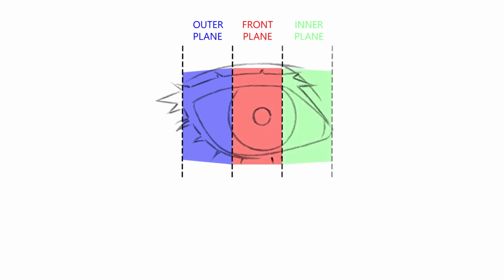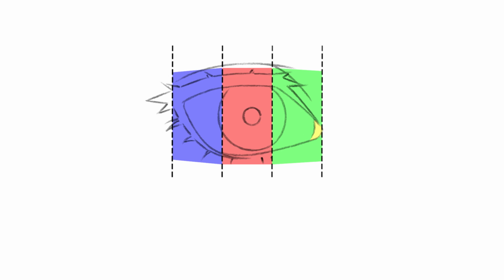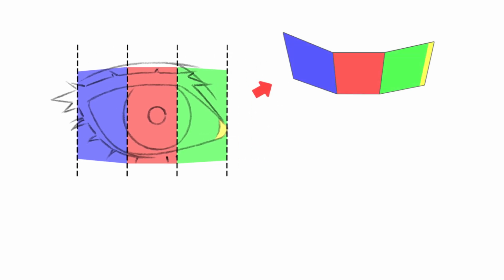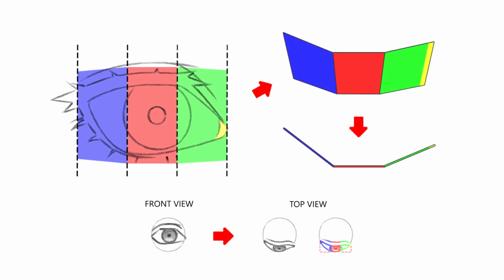To simplify the spherical form, let's take the external surface of the eye and divide it into 3 planes: an outer plane, a front plane, and an inner plane, where the tear duct is located. Now, imagine we look at these 3 planes completely from above. The end of the inner plane, or the tear duct, is a little closer to the front plane than the end of the outer plane. To draw the eyes in perspective, it is really important to take these angles into account.